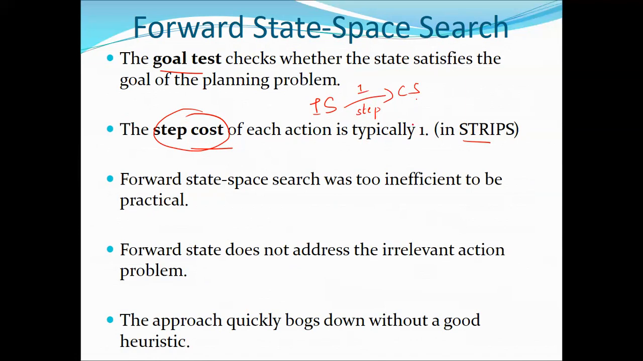But the problem with the forward state space search is that it is too inefficient to be practically implemented, because it will perform many irrelevant actions. It may perform a lot of actions which are not at all relevant to reach that particular goal state, right? So basically it does not address the irrelevant action problem.